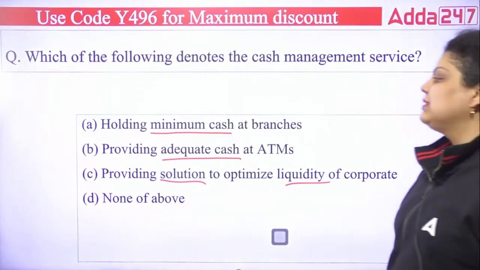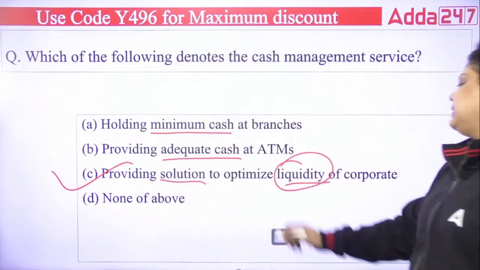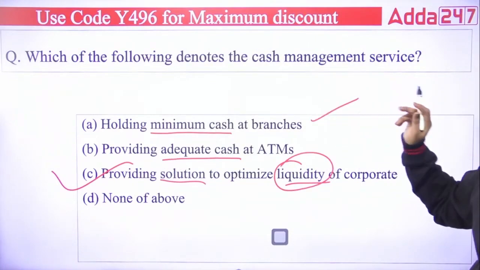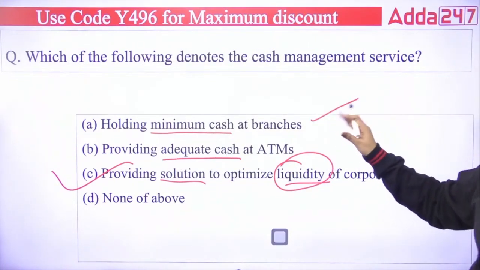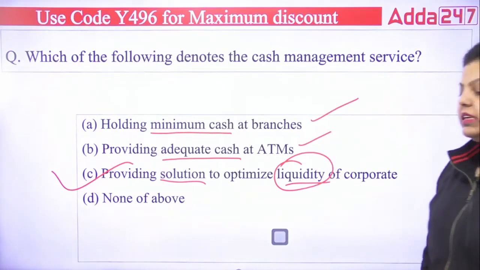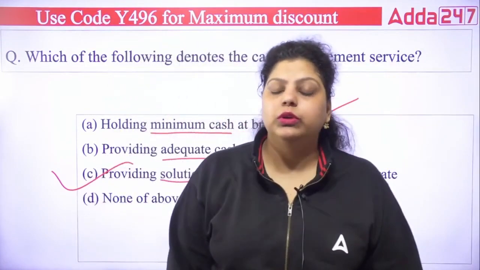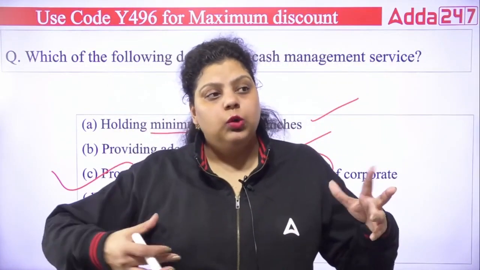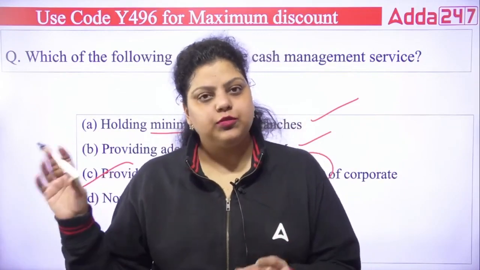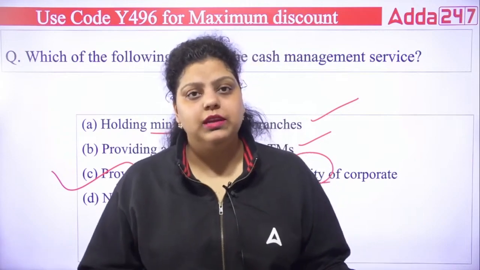Okay, and the right answer is obviously providing solution to optimize the liquidity of corporate. Okay, holding minimum cash balance at branches is not cash management. Providing adequate cash at ATMs is not cash management. Cash management is when you provide a solution to the corporates, what to do and how to do it, and what conditions should be prepared for an enterprise, for a corporate, so that in the future they do not have to face loss because of liquidity.